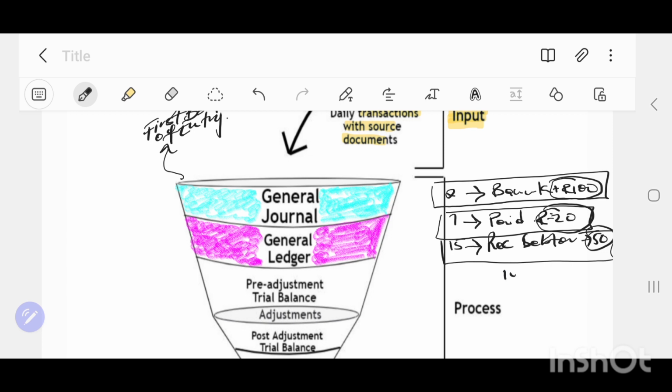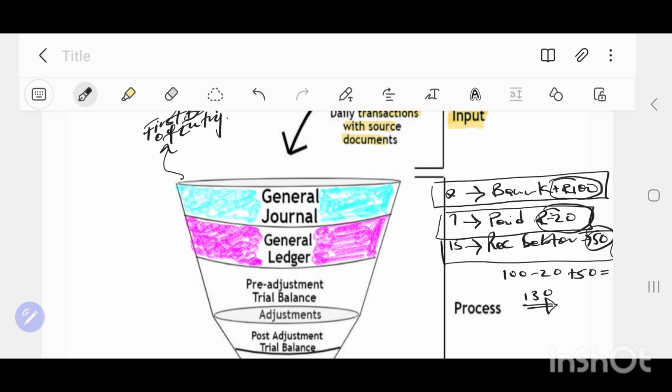So it's going to be 100 minus 20 plus 50. So 100 plus 50 is 150. So this is going to give you 180. So this is the total that's going to go into the general ledger.